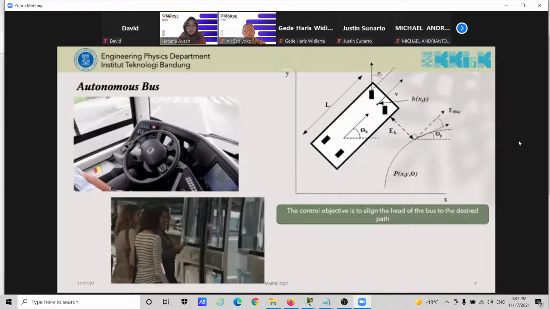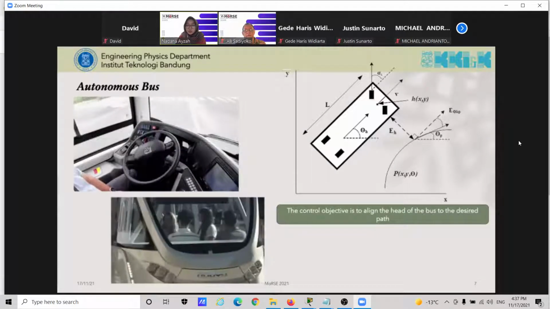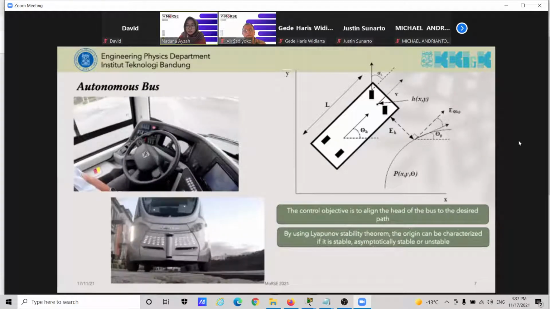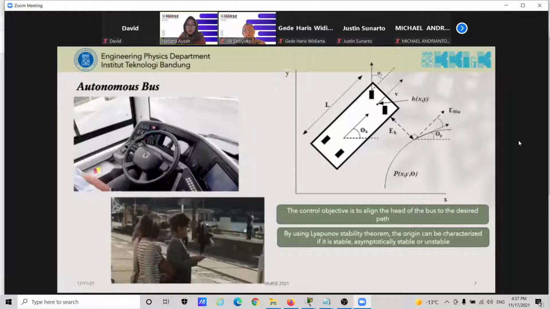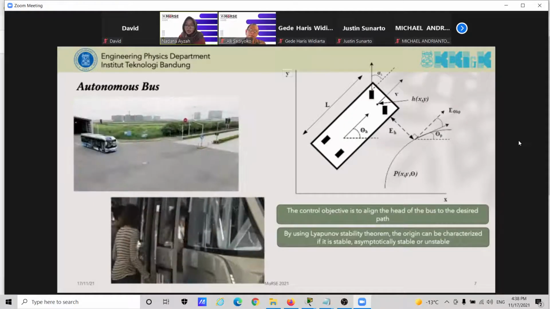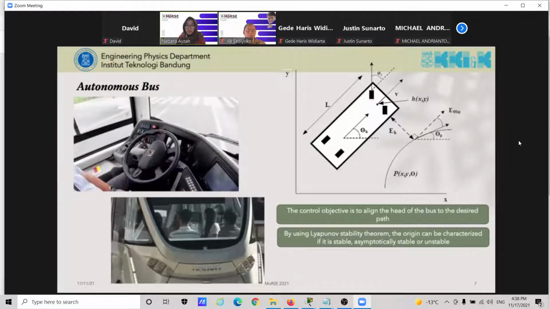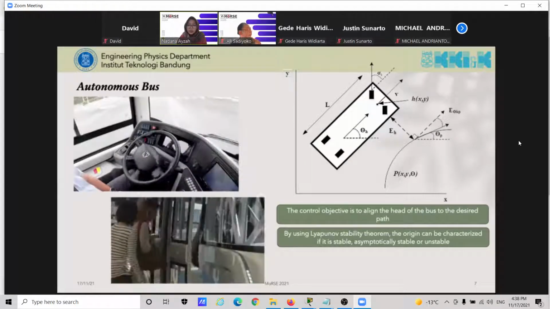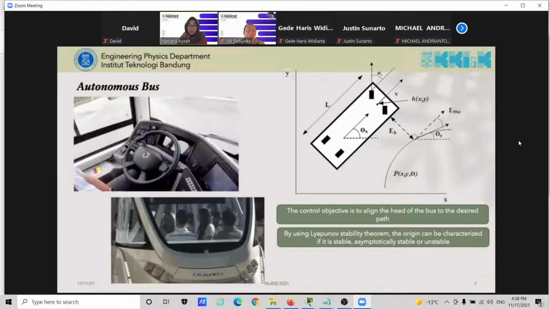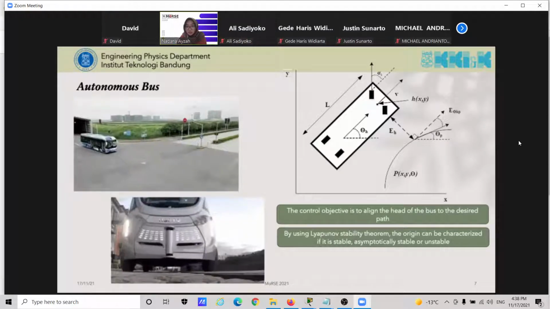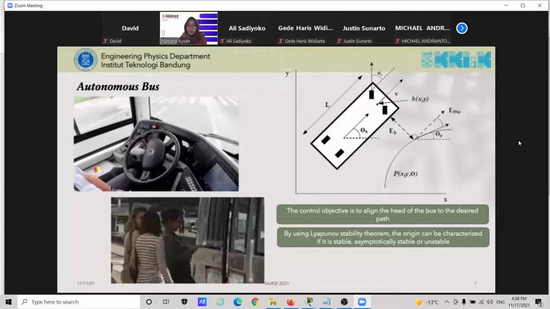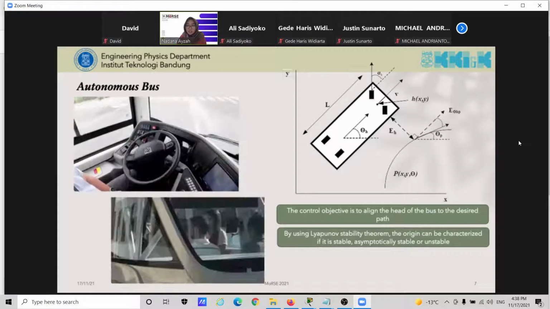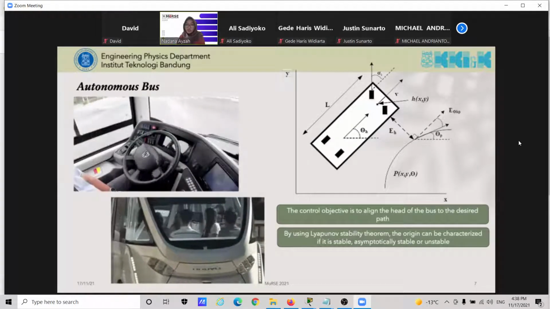In this paper, we propose an alternative control method for the forward-moving maneuver of an autonomous bus, where the control objective is to align the head of the bus to the desired path. We will model and measure the kinematic error of the position and the orientation of the system. And also, the objective of the control is to achieve the origin of the error.